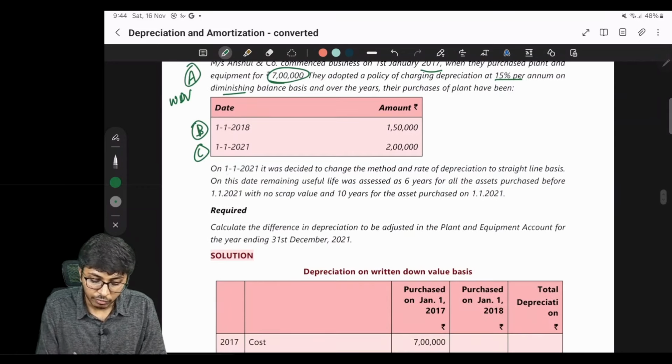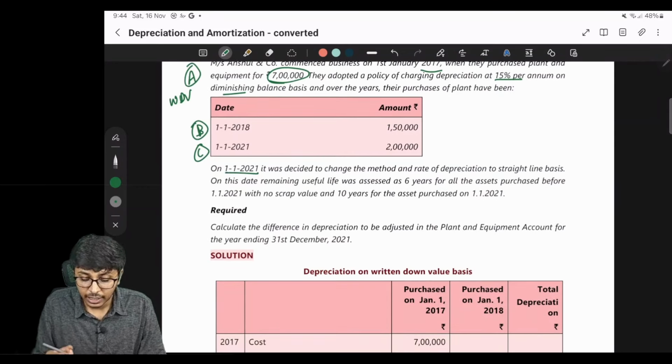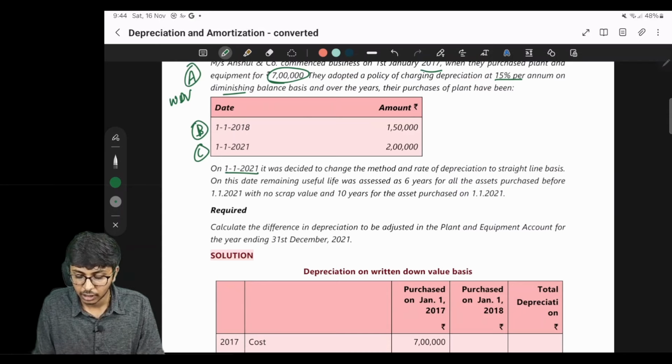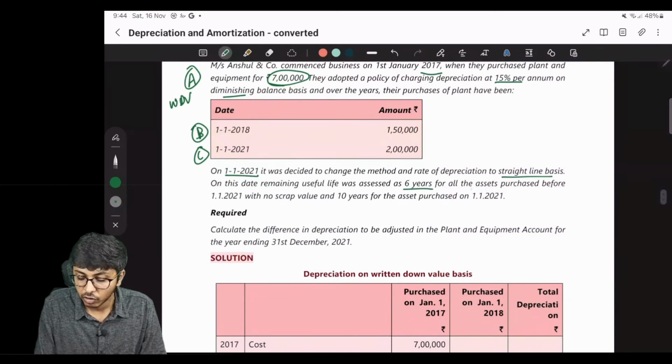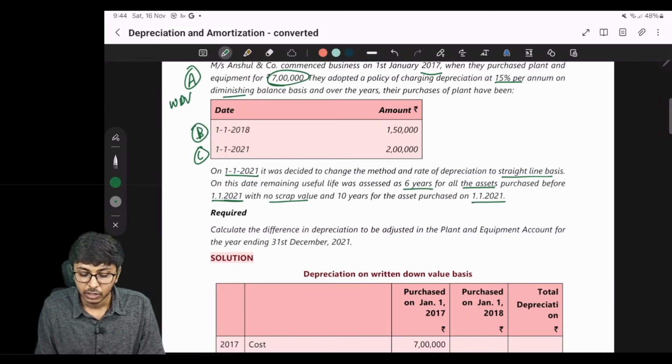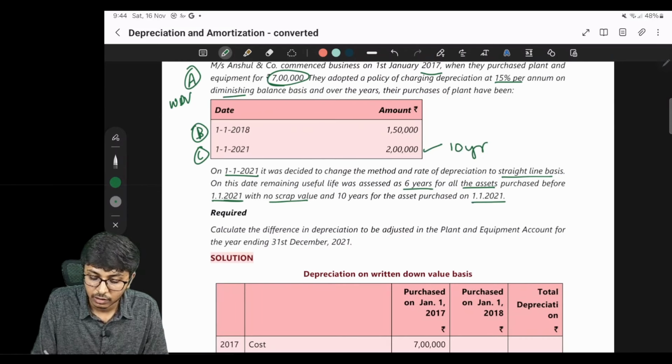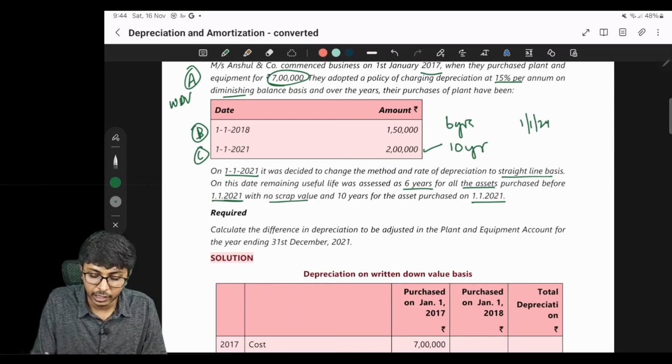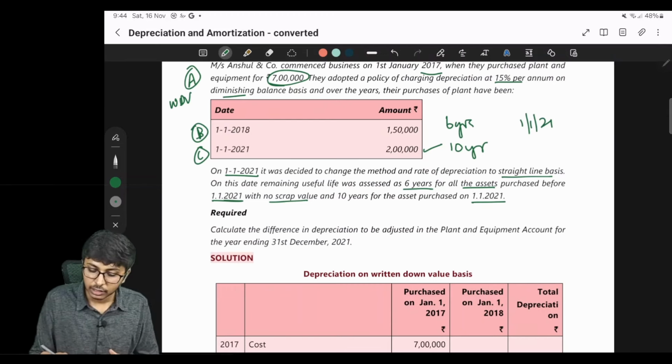Now they're telling that on 1st January 2021, it was decided to change the method and rate of depreciation to SLM. On this date, the remaining useful life of assets was assessed as 6 years for all assets purchased before 21 with no scrap value, and 10 years for assets purchased on that date. So this asset you will give 10 years, and these, A and B, you will give 6 years, on 1st January 21. They are pretty clear about it. On 1st January 21, they are changing the method and telling you how to depreciate.